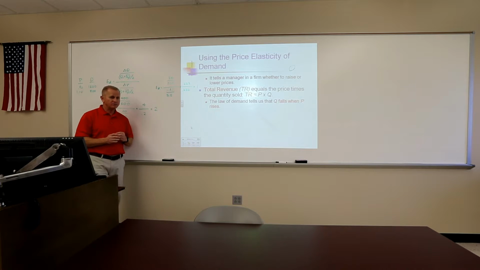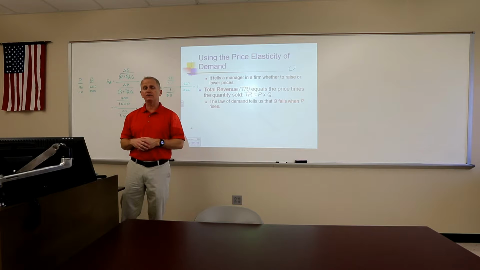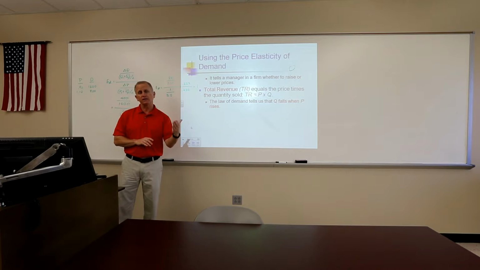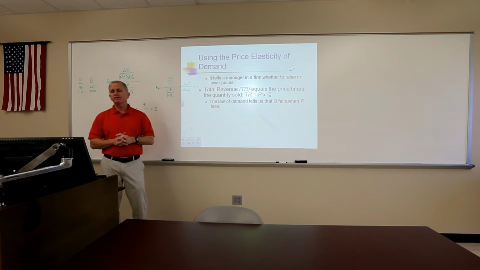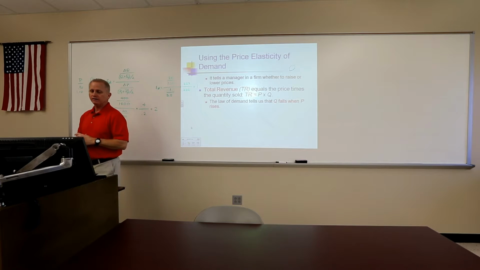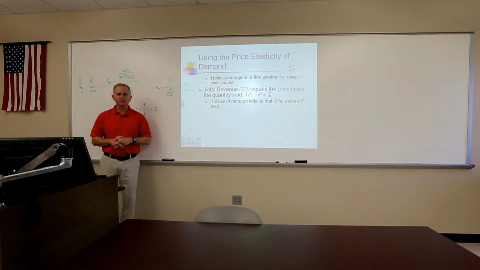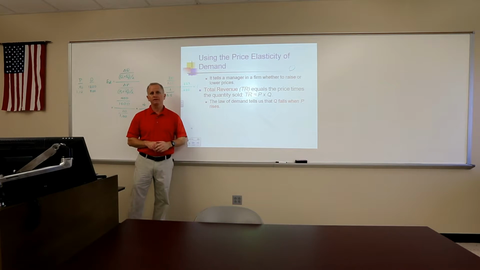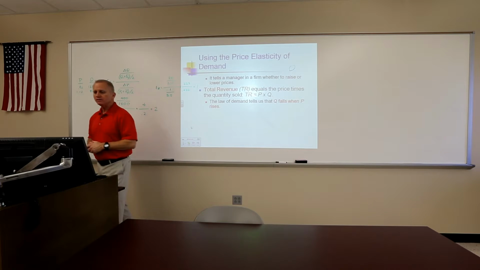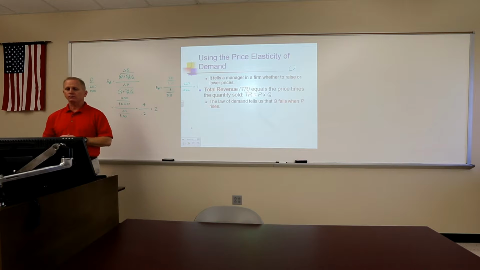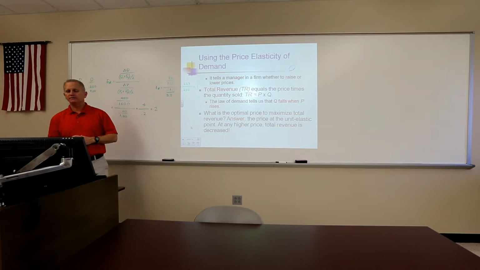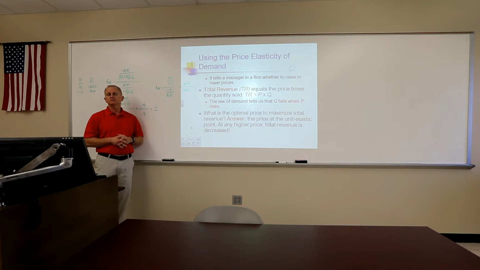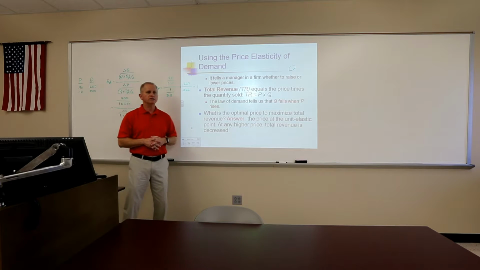Now, I know we haven't talked about total revenue yet. We will get into that at a later point, not this next chapter. It's about 3 chapters away. We get into the revenue streams. And if you've had a little bit of accounting, you may know some of this already. But revenue is simply the price times the quantity. That's all it is. That's the formula here, P times Q. The law of demand tells us that the quantity falls when the price rises. So what is the optimal price to maximize total revenue? Optimal price is the unit elastic point.